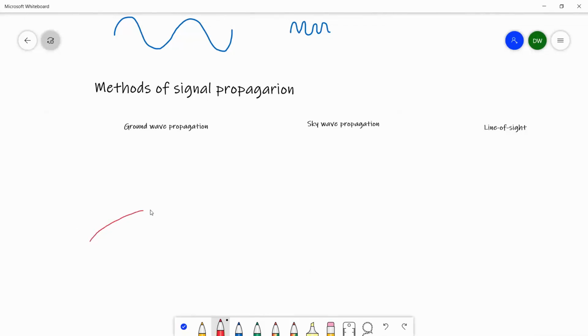So assume that this is the earth, right? Assume this is the earth, and assume here I have an antenna, right? And here I have another antenna. So I have two antennas here, and in this method, when we use ground wave propagation, what happens is the signal follows the contour of earth. So signal will propagate like this.